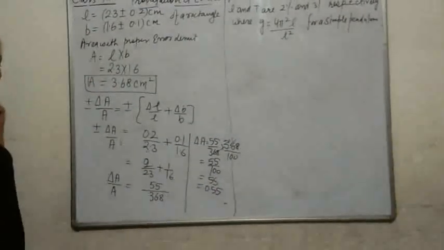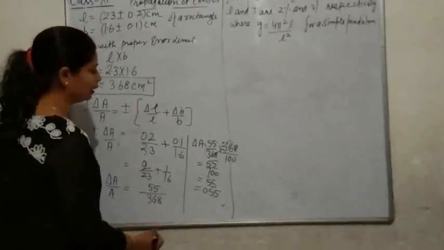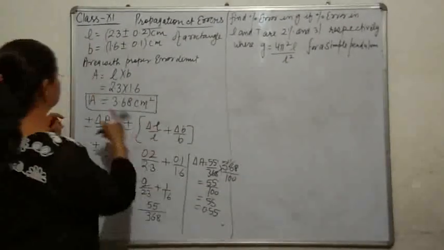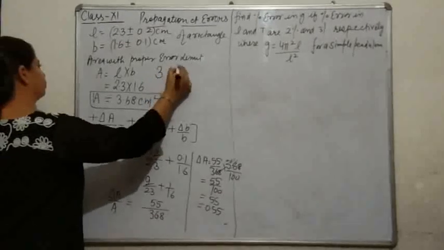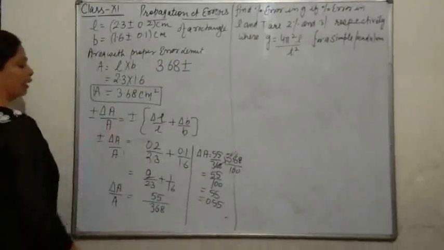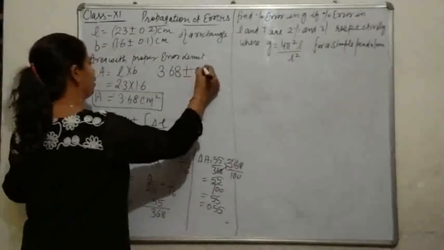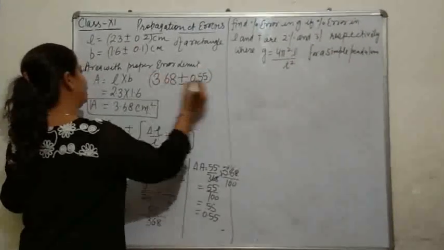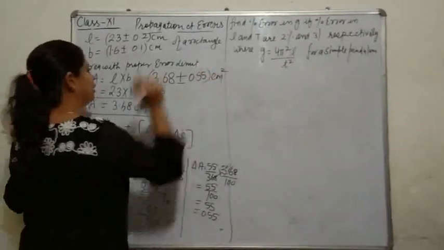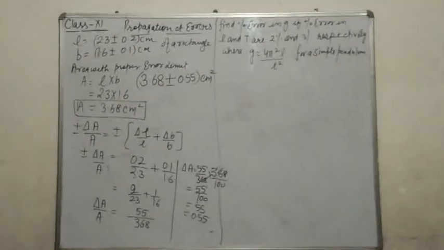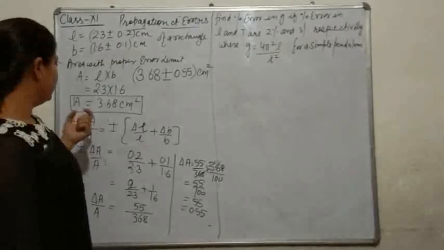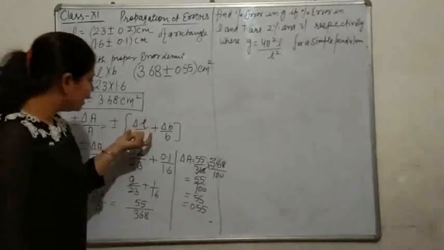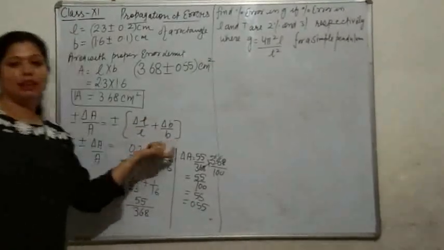So how can we write the result? Result must be written in proper error section, that is 3.68 is its area, plus minus, what is error? 0.55 is error, and it must be in unit, that is centimeter square. Here in this numerical, what we have learned is how we can propagate error in product if error in particular multiplicants are given to you.